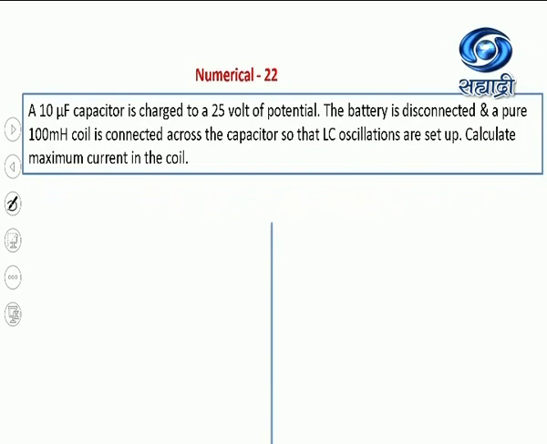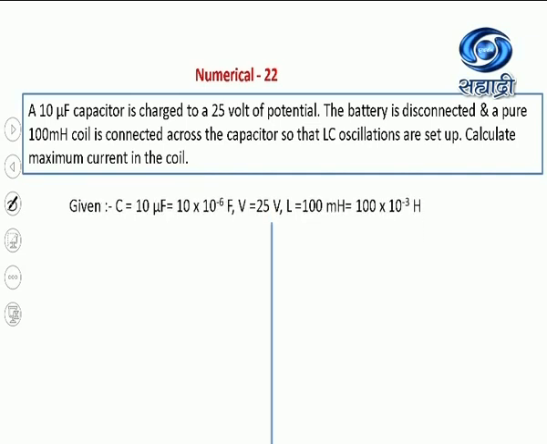The statement is a 10 microfarad capacitor is charged to a 25 volt of potential. The battery is disconnected and a pure 100 millihenry coil is connected across the capacitor. 100 millihenry will be 100 into 10 to the power minus 3 Henry. And here the word is pure 100 millihenry coil, means the resistance of the coil is to be taken as 0. Now, a pure 100 millihenry coil is connected across the capacitor so that LC oscillations are set up. Calculate the maximum current in the coil.